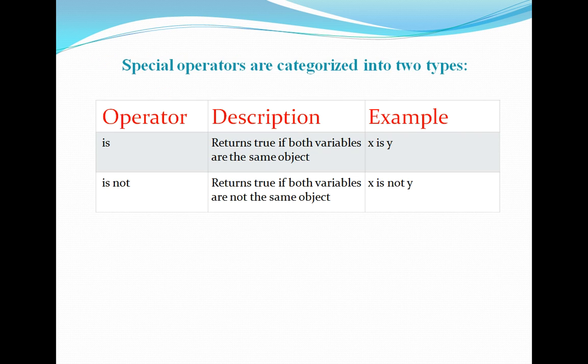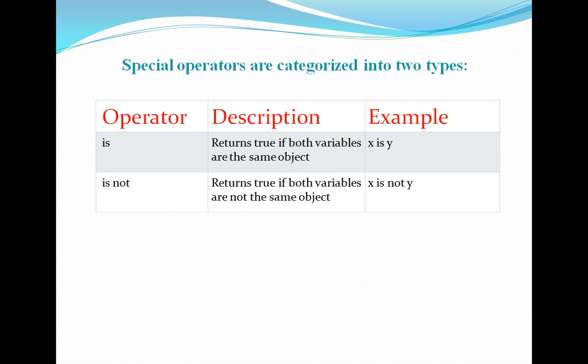They are usually used to determine the type of data a certain variable contains. Let's explain the types of these special operators. These special operators are categorized in two types, that is 'is' and 'is not'. 'Is not' is the reverse of the 'is' operator. First we will understand the 'is' operator. The 'is' operator returns true if both variables are the same object. As I explained, if x equals 5 and I write y equals x, that means both are referring to the same object. In this case the answer will be true.